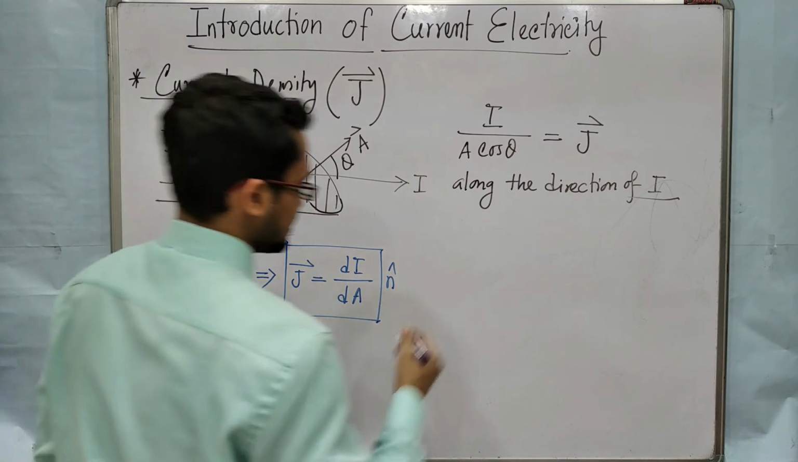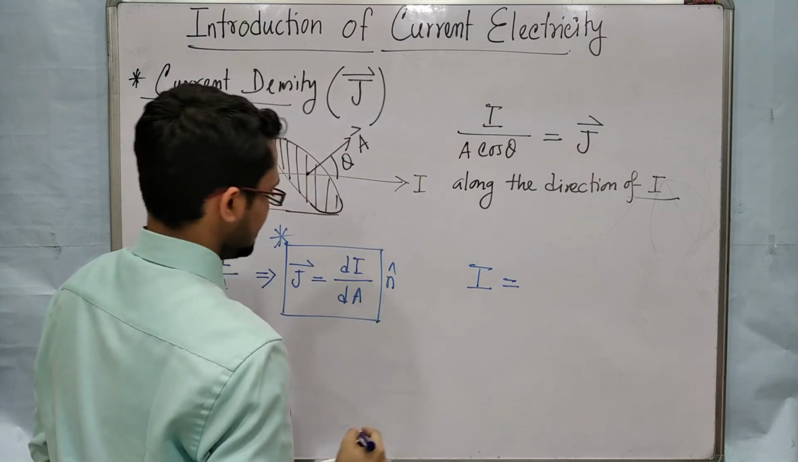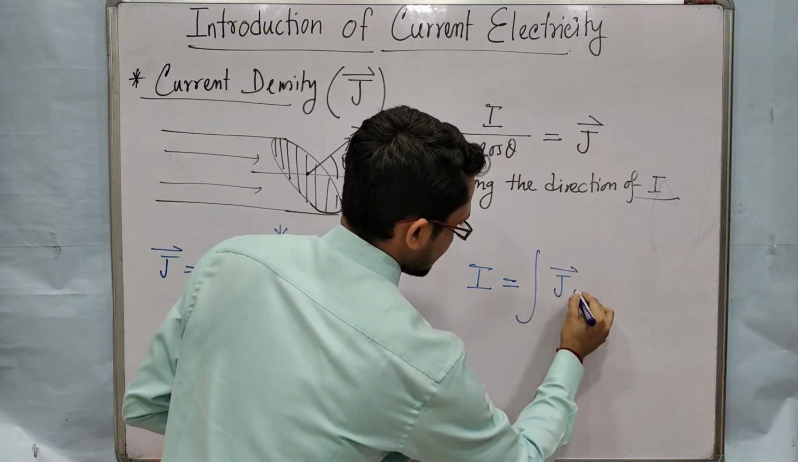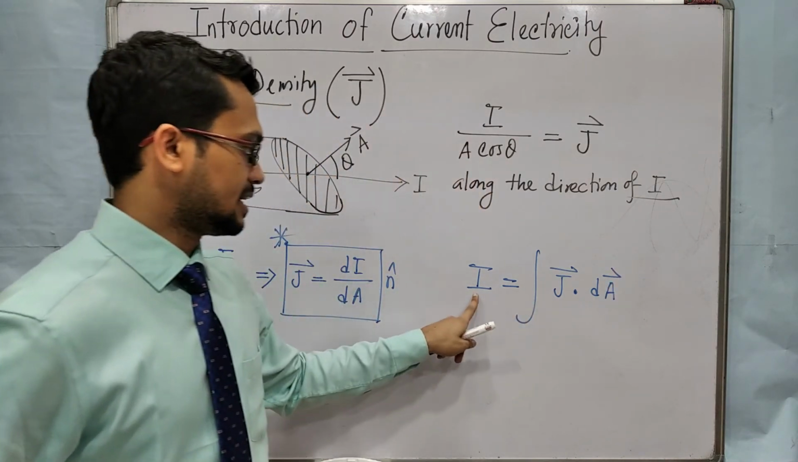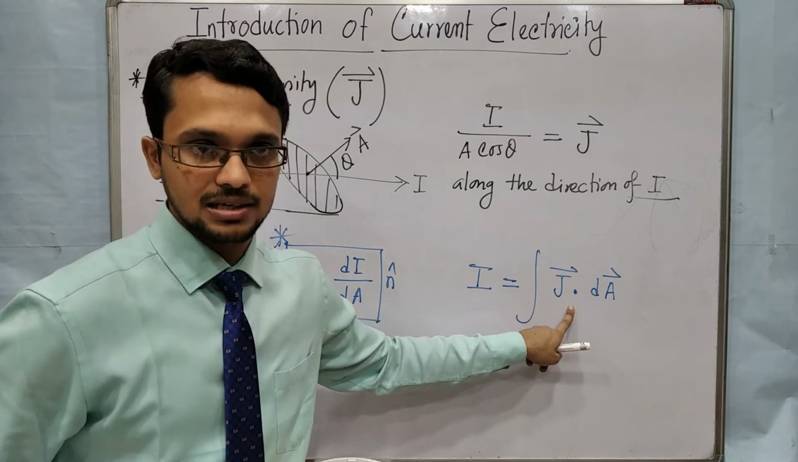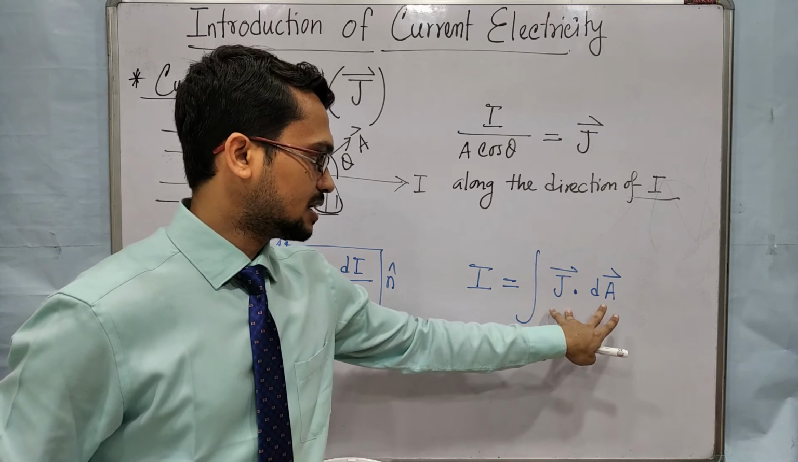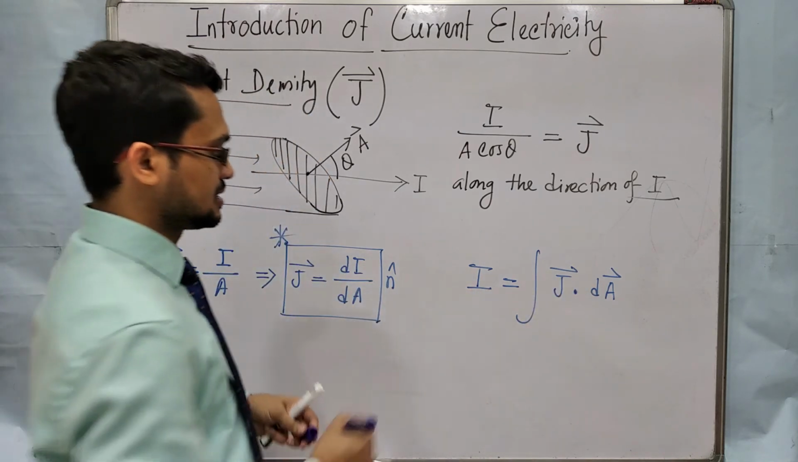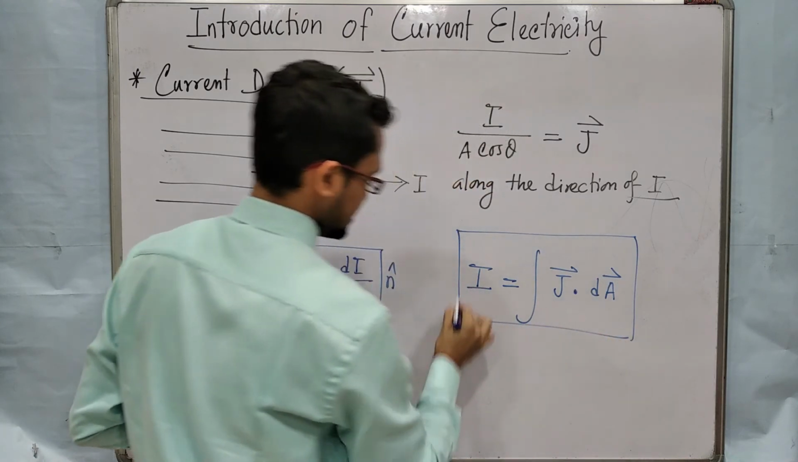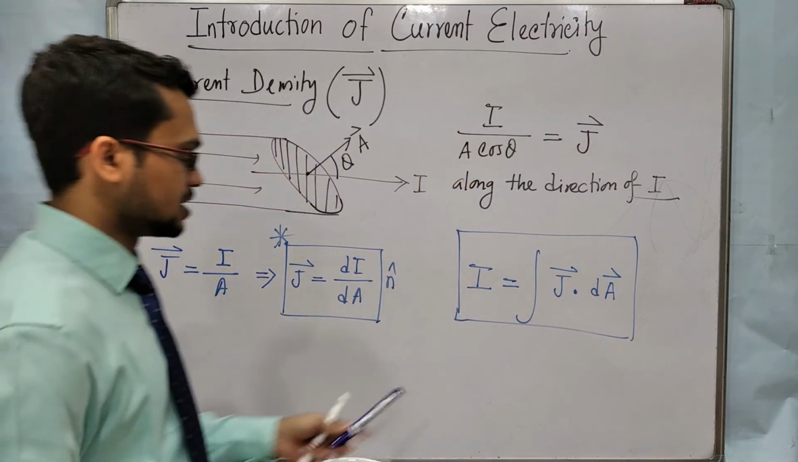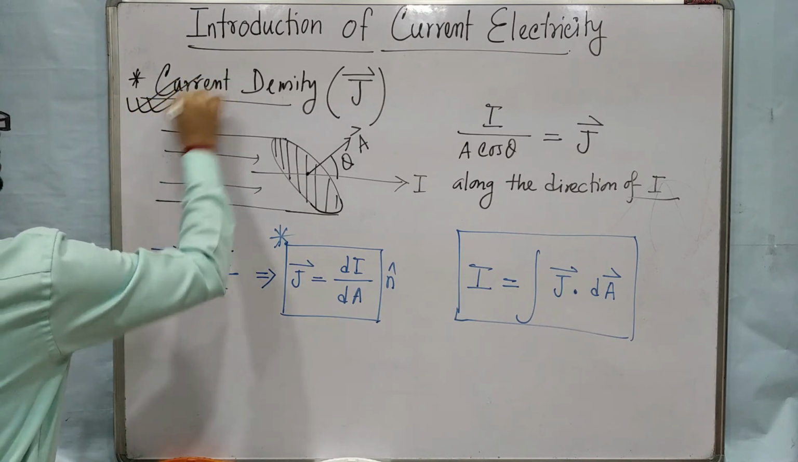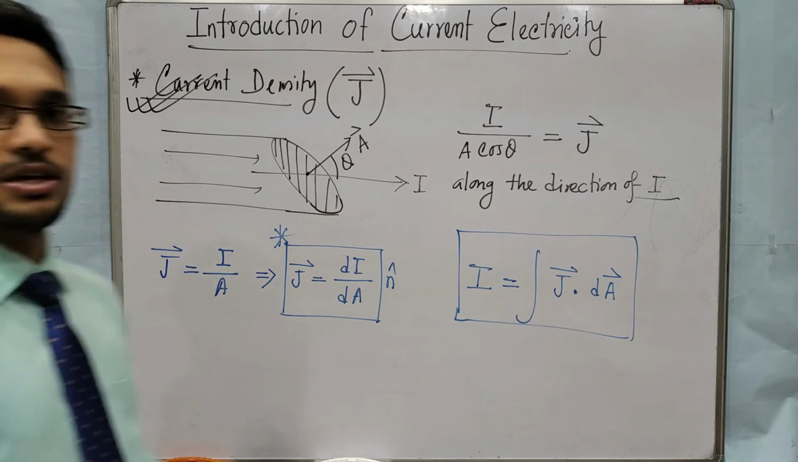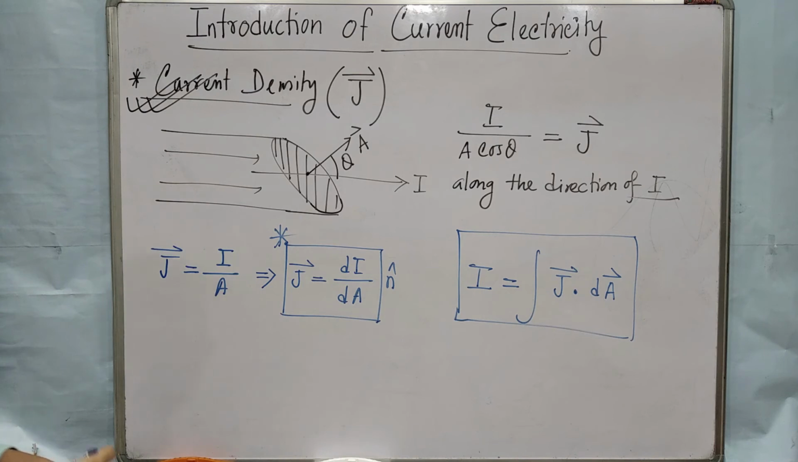Now how will you find the total current through any cross section? That will be the integration of J dot dA, because by doing this dot product we get a scalar quantity. Dot product means scalar product; after doing the dot product of two vectors we get a scalar. These are very important relations for your competitive exam also. The definition of current density, the unit of current density, the direction of current density, these small questions are very important for your board exam.